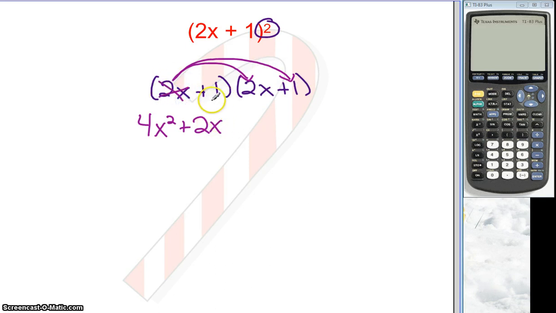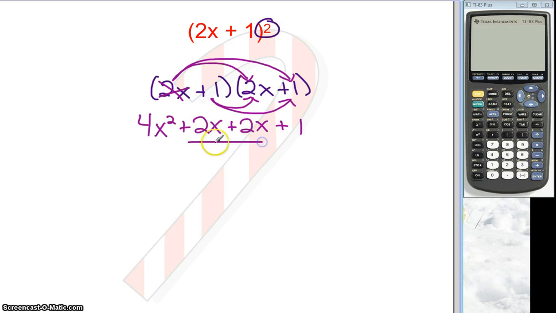Okay, so now we're going to distribute the 1. 1 times 2x. 1 times 2 is 2. X carries down. 1 times 1, well, that's easy, that's 1. The thing that you'll notice about special cases when you're squaring a binomial is that the center terms will be the same. If they're not the same, then you're probably doing something wrong in your problem.